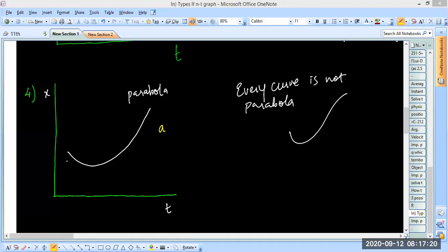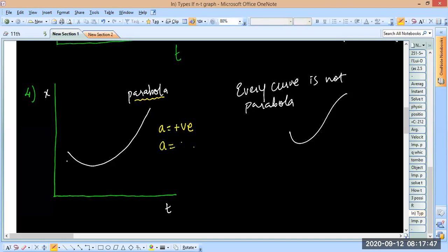Yes, that's right. Most of you have given the correct answer. Acceleration is positive, right? Acceleration is positive. That's the correct answer. There's one more thing actually. Look here. Because this graph is a parabola, it's a special property. If this graph is a parabola, then acceleration is constant.